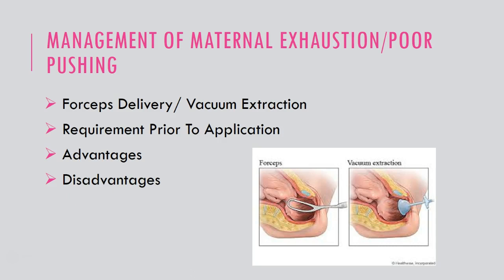Management of maternal exhaustion and poor pushing happens through forceps delivery and vacuum extraction. We talked a little bit about that in the previous lecture. There are certain requirements that have to happen before you apply either of those devices, and there are advantages and disadvantages to both. So on the left side of the picture, you see forceps.